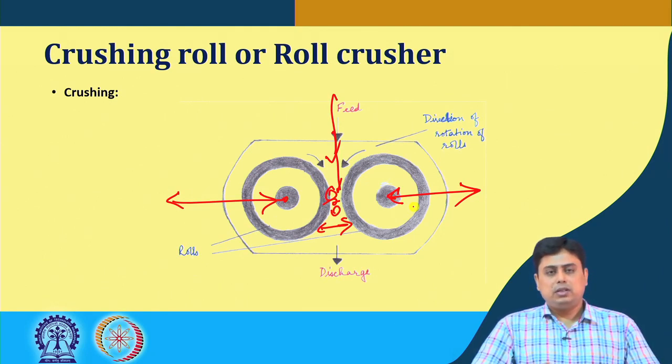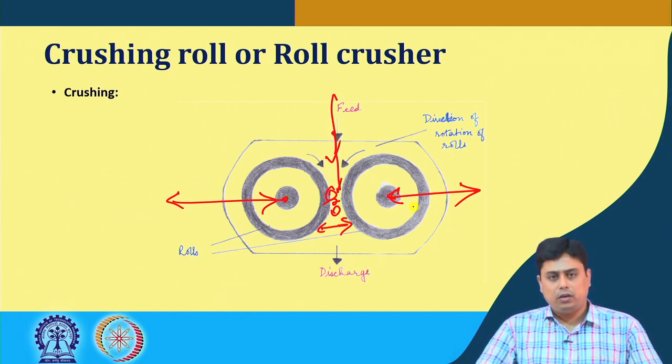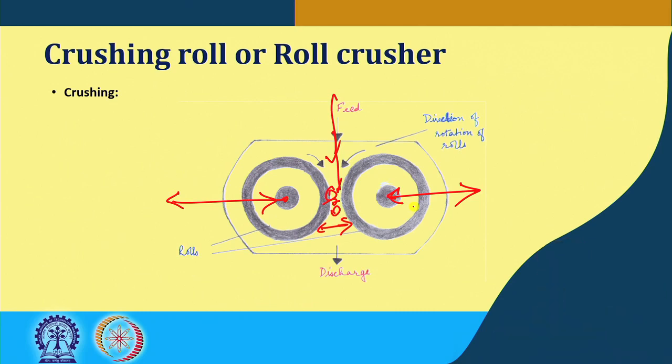We will continue this discussion on different types of equipment in the next class. Here we have seen the summary of the energy requirement predicted by different laws, their applicability, which one is more reliable, and the different types of equipment mainly based on the crushing plus attrition mechanism. There are other mechanisms which we will be discussing in the next class.